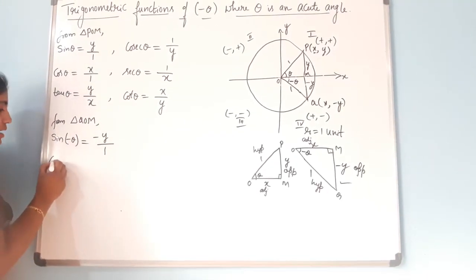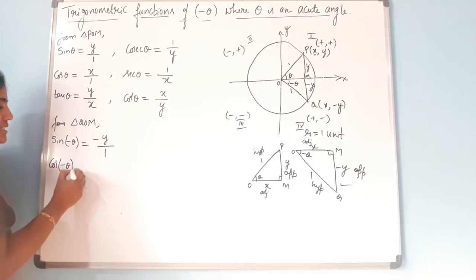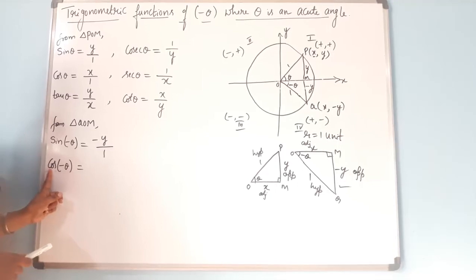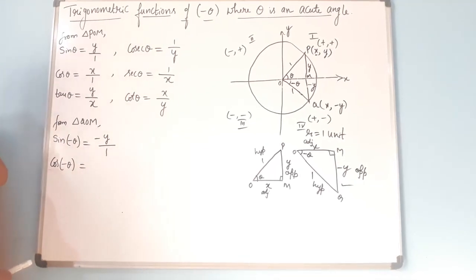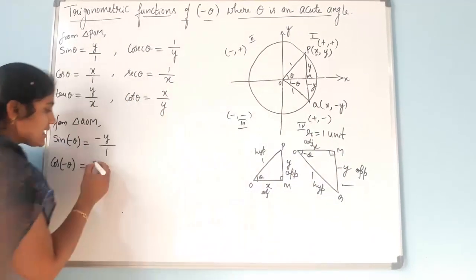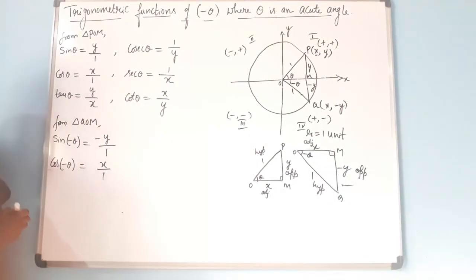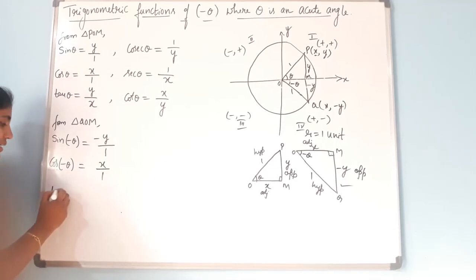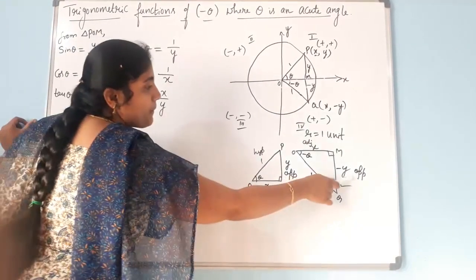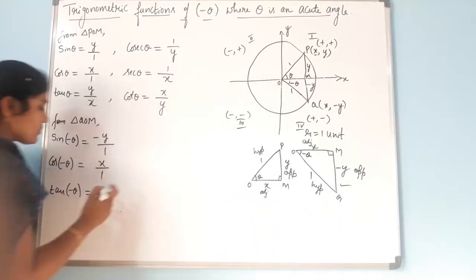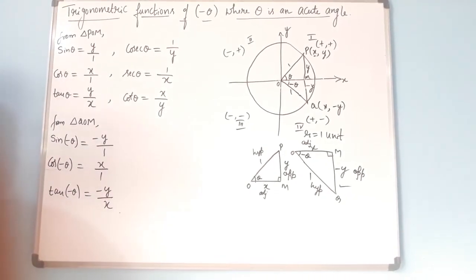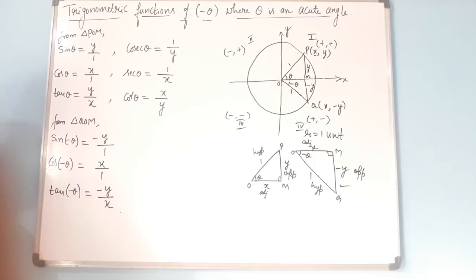Okay. Similarly, cos of minus theta, because here the angle is minus theta, we have to use minus theta. Cos of minus theta is equal to, definition of cos is adjacent by hypotenuse. Adjacent value is x by hypotenuse value is 1. Okay. So lastly, tan of minus theta. Tan of minus theta is equal to opposite by adjacent. Opposite value is minus y by adjacent value is x.